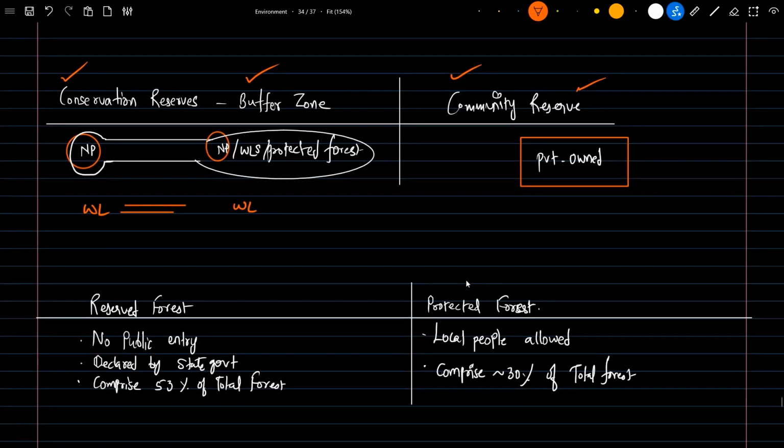Next protected area is reserve forest and protected forest. In a reserve forest, there will be zero public entry. The public will not be allowed at any cost, whereas in a protected forest, local people are allowed. Reserve forest comprises 53% of the total forest that we declared, and 30% is protected forest. So just understand, reserve forest area is more than protected forest area.